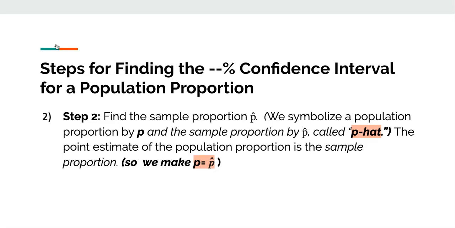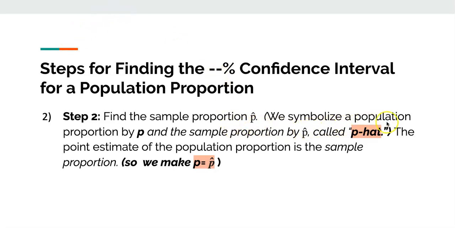Find the sample proportion p hat. This is what we're going to call the point estimate. Remember, we talked about there are two ways to estimate the population parameter. The first one was that best guess, the single number best guess, and that was called the point estimate. Our point estimate for the population proportion is going to be the sample proportion. Okay, and p hat, that's the symbol that we use.